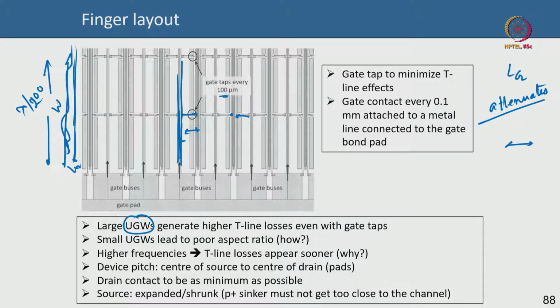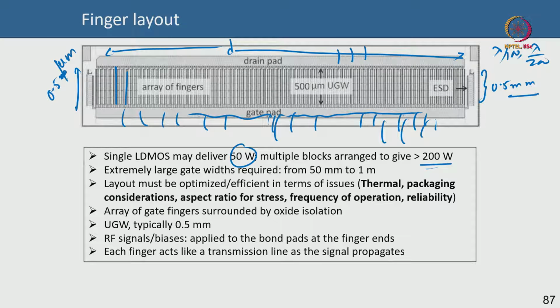So unit gate width in the previous device was 0.5 micron. So 0.5 micron, 0.5 millimeter, 0.5 micron, correct? Oh, sorry, I'm so sorry, 0.5 millimeter. So the unit width of this gate is 500 micron or 0.5 millimeter. That will be set by the frequency you're having.